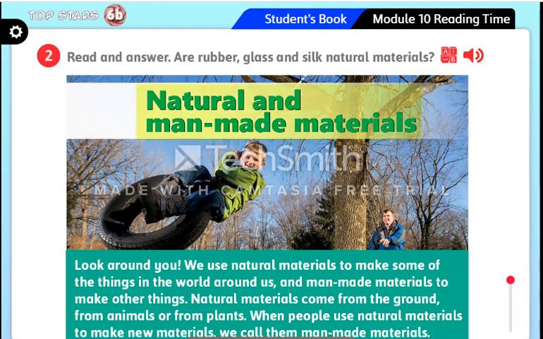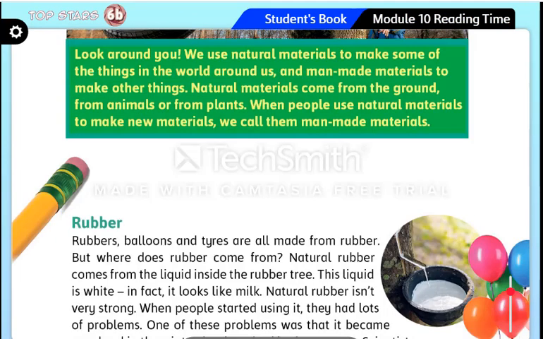Natural and man-made materials. Look around you. We use natural materials to make some of the things in the world around us, and man-made materials to make other things. Natural materials come from the ground, from animals or from plants. When people use natural materials to make new materials, we call them man-made materials.